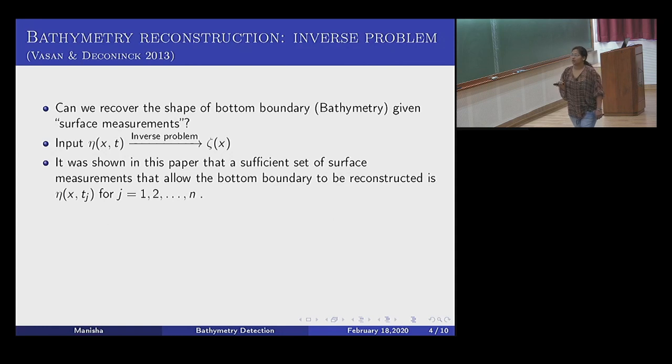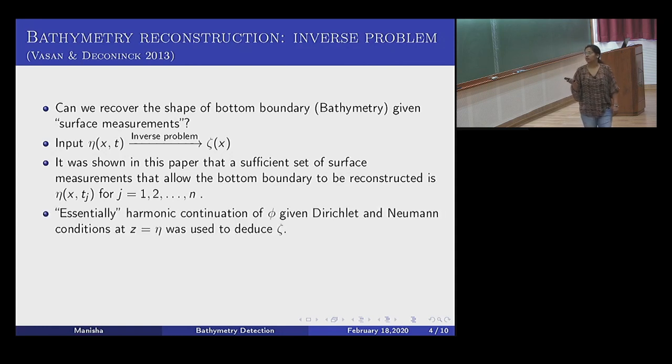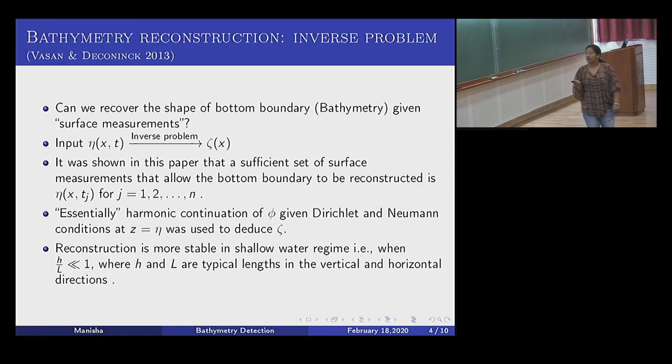Essentially, the idea used was harmonic continuation of phi, given Dirichlet and Neumann conditions at the top, to find the bottom boundary. They had also shown that the reconstruction is more stable in the shallow water regime, which means mathematically that the ratio of the depth to the length in the x direction is very small.